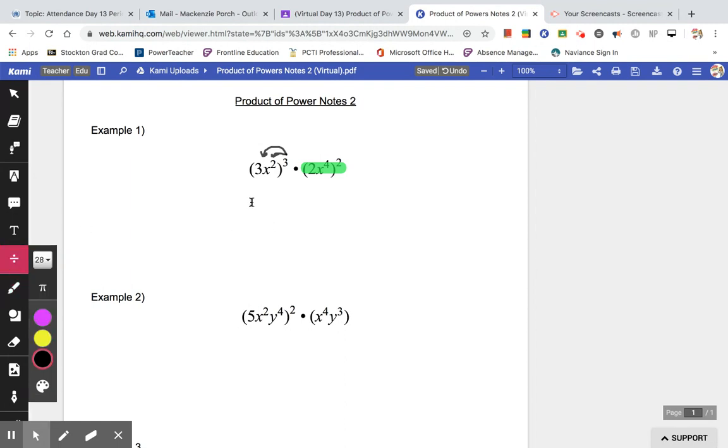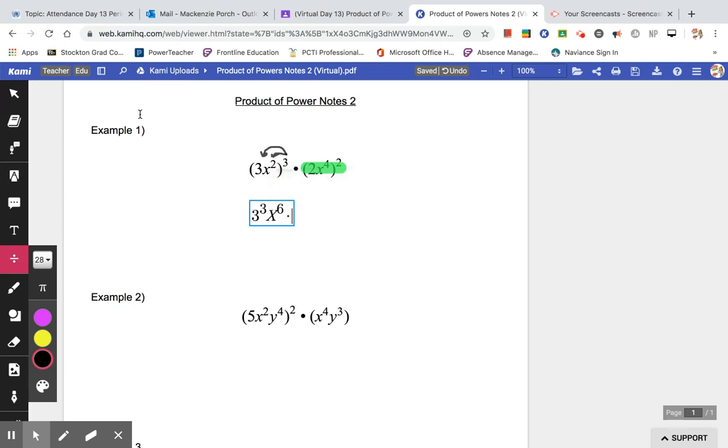I did notice in your classwork, some of you were forgetting that this is not 3 times 3. This is keeping 3, and the new power on the 3 is to the third. And we're keeping the x and multiplying the 2 times 3. So 2 times 3 would be 6. So when we simplify it, we get 3 cubed x to the 6th.